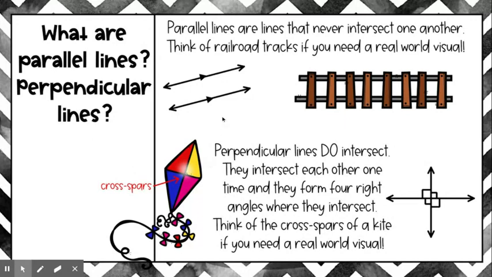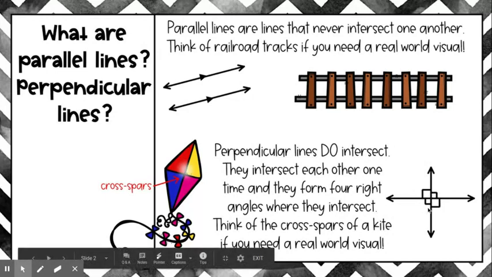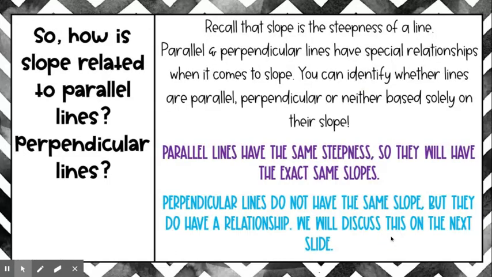Perpendicular lines do intersect. They intersect each other at one point, and they form 4 right angles where they intersect. So you think of the crossbars right here on this kite. They come together to form perpendicular angles. And all of the angles formed by perpendicular lines are 90-degree right angles.